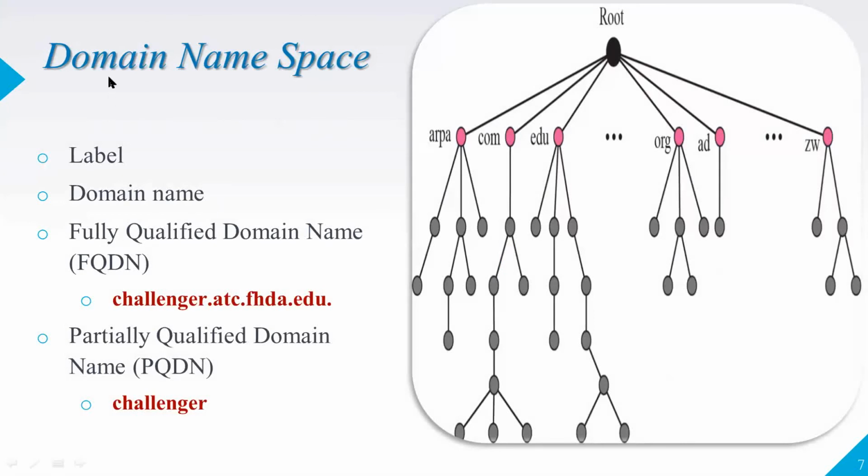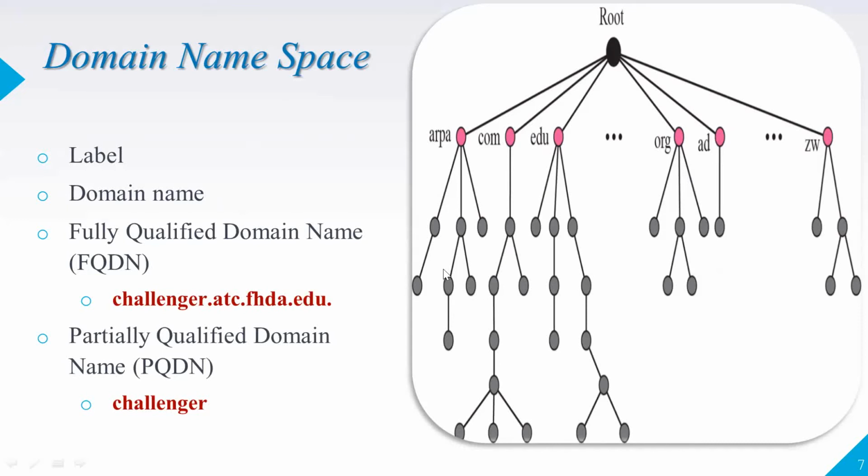And the next one is the domain namespace. Here the domain namespace, DNS, was designed in an inverted tree structure. It has a root and a tree format with many subtrees. The first part is the label. In the tree, each and every node has a label. And each and every node also has a domain name.